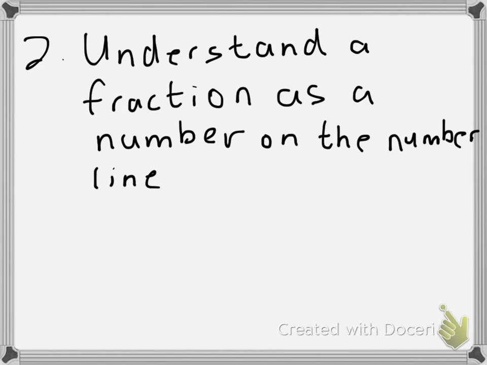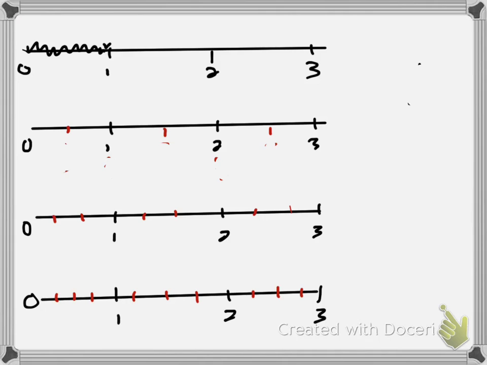This is the second standard in grade 3. Understand a fraction as a number on the number line. So let's really look at the number line. Now, remember, the very important thing in fractions is to designate an unambiguous whole. Before we do anything, any partitioning and all that, we need to designate an unambiguous whole. In this case, the whole represents the length of 1 on the number line.